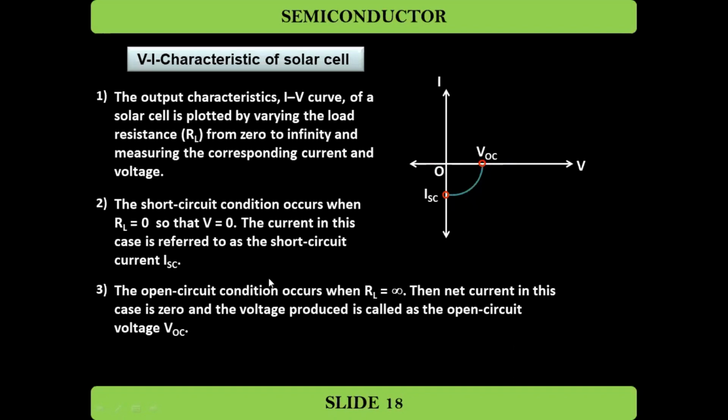Now what happens in open circuit conditions? RL, instead of being 0, will be infinity. When RL is maximum, that is infinity, the net current in this case will be 0, and the voltage produced across it will be VOC. OC stands for open circuit.